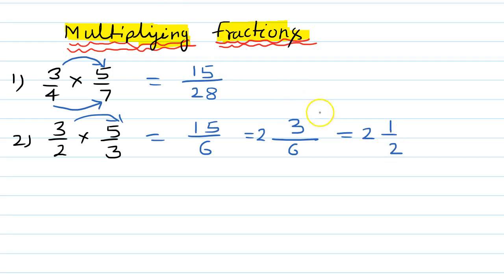Why 1 over 2? Because you can always cancel it. 3 times 1 is 3 and 3 times 2 is 6. So 2 and 1 over 2. Still this answer is right, this answer is right, and this answer is right here.